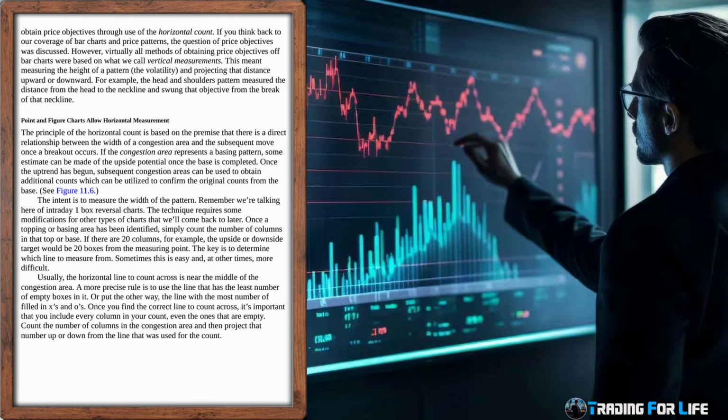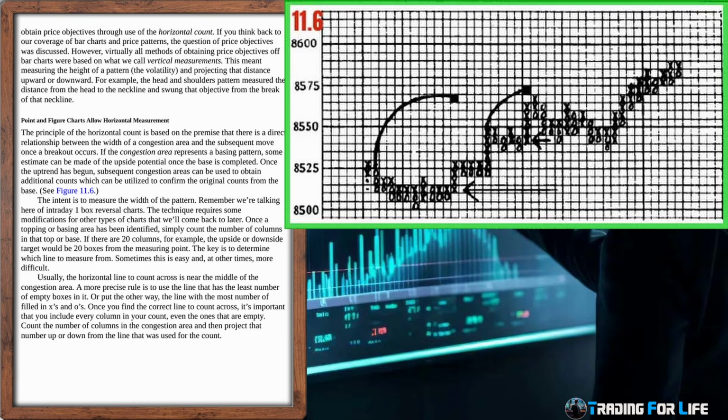Point and figure charts allow horizontal measurement. The principle of the horizontal count is based on the premise that there is a direct relationship between the width of a congestion area and the subsequent move once a breakout occurs. If the congestion area represents a basing pattern, some estimate can be made of the upside potential once the base is completed. Once the uptrend has begun, subsequent congestion areas can be used to obtain additional counts, which can be utilized to confirm the original counts from the base. See Figure 11.6. The intent is to measure the width of the pattern. Remember, we're talking here of intraday one-box reversal charts. The technique requires some modifications for other types of charts that we'll come back to later.